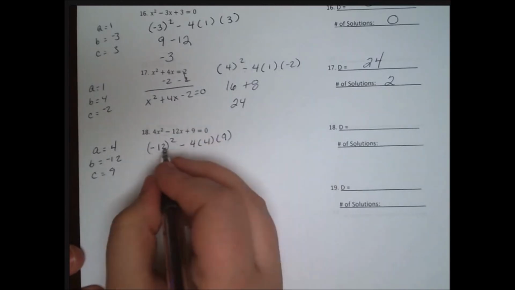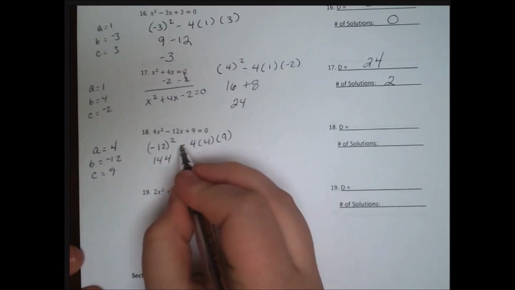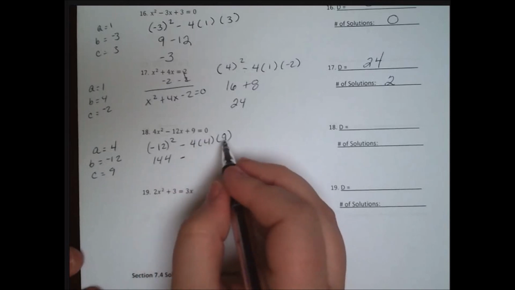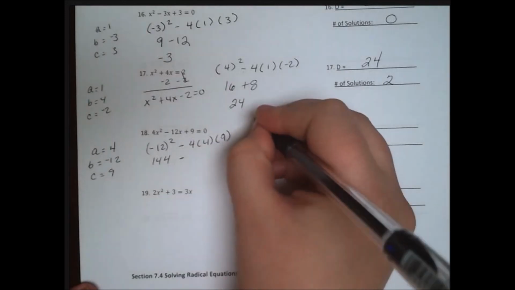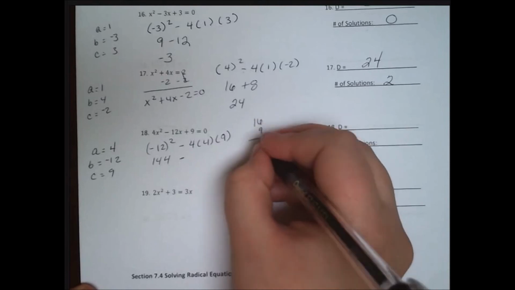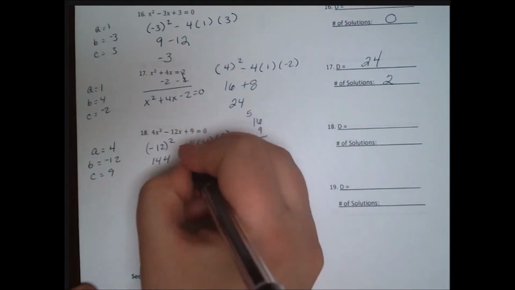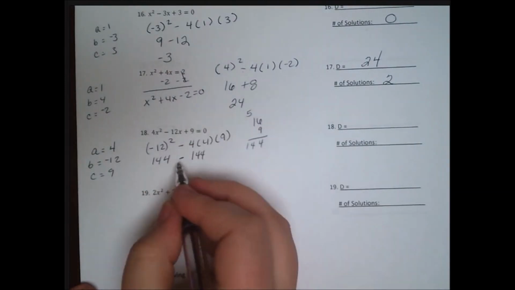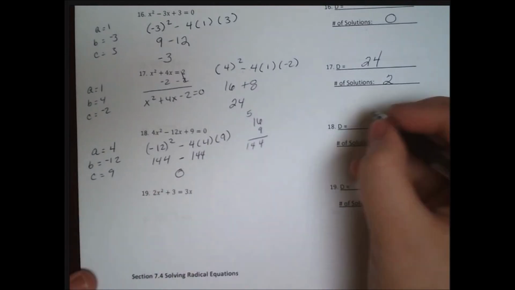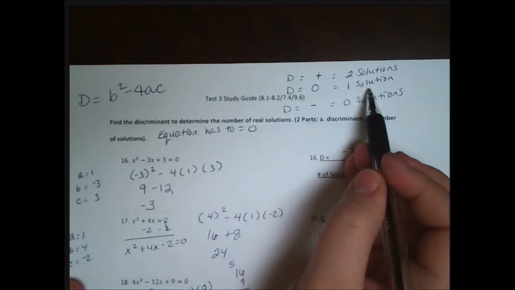So negative 12 squared is going to be a positive 144. And then we know this solution is going to give us a negative, because it's a negative times a positive and a positive. 4 times 4 is 16. 16 times 9 is also 144. So 144 minus 144 is 0. So since our discriminant was 0, that means we'll have one solution.